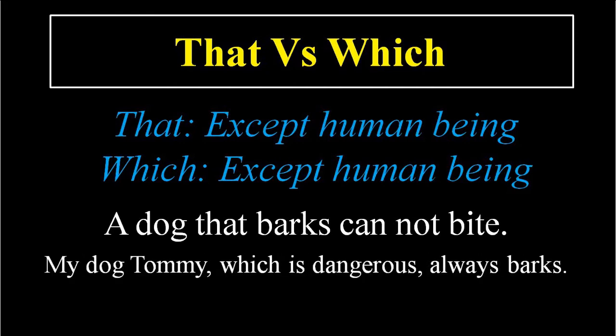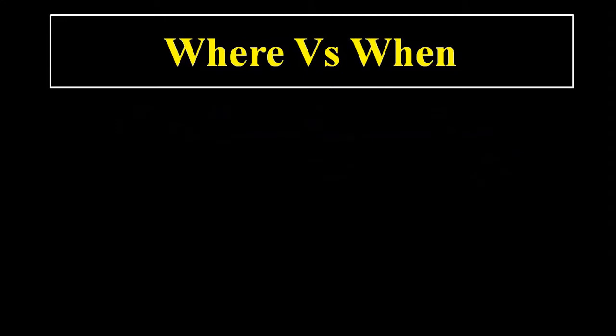Look at another example. It says, my dog Tommy, which is dangerous, always barks. So Tommy is a specific noun. My dog Tommy. Tommy is a specific noun, and that is why there should be which. And whenever there is which, there should be a comma. So my dog Tommy, which is dangerous, always barks, means Tommy always barks. So that and which both are for every noun except human beings, but that is used for general nouns, and which is for specific nouns.